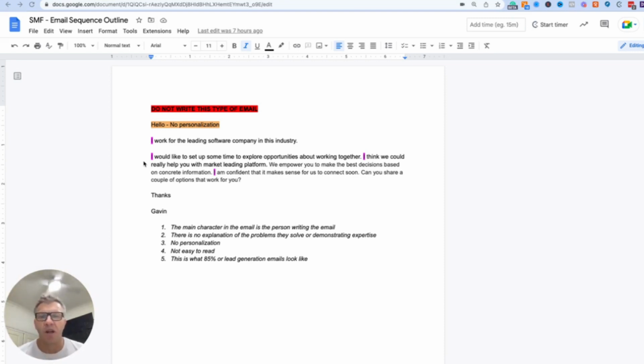Me reading this, I clearly got the sense that I was one of maybe 100 or 200 in the sequence. So there was definitely no personalization that was meant for me. And as a result, I was not interested at all. Interestingly, it's not easy to read, as it's come in one big paragraph, and that really puts readers off as well. And also, this is what 85% of lead generation emails look like. So if you are sending lead generation emails, go and have a look and see if you're following something similar to this. So let's get into what a good structure looks like.